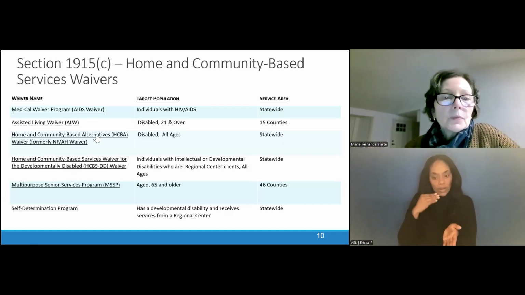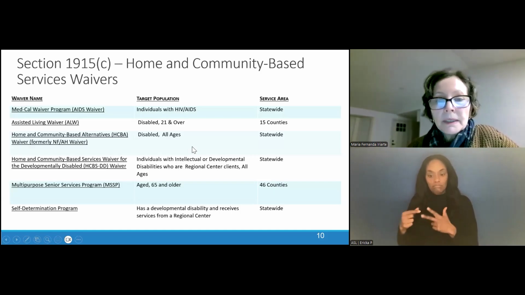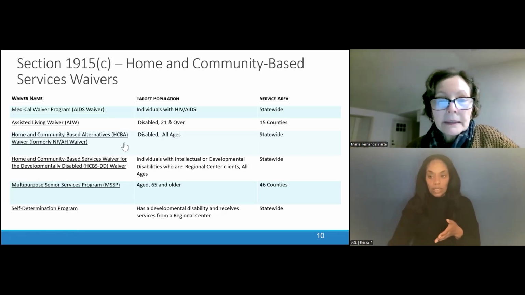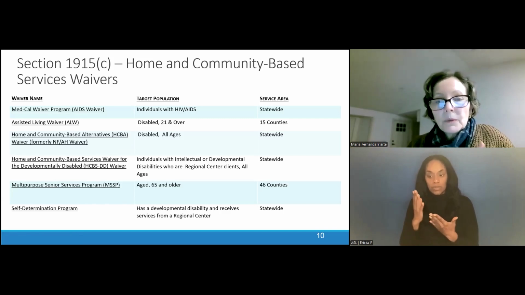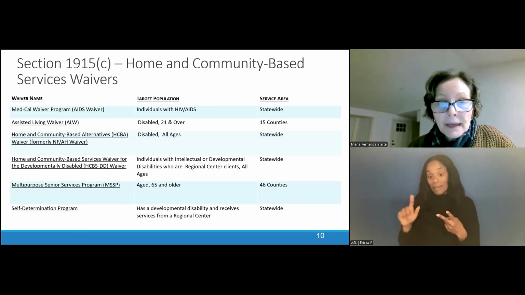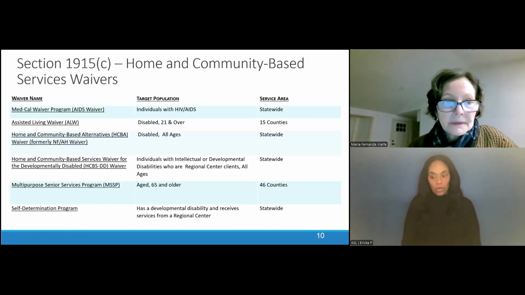But if I apply for one of these waivers, for example, the alternatives waiver or the DD waiver, and I meet the criteria for the waiver and for the service, I can get a nurse to come to the home. So if I'm on Medi-Cal without the waiver, I don't get a nurse at home. If I'm on Medi-Cal and I'm on the waiver and that waiver provides for nursing services at home, then I get that nurse. Okay, so that's the difference.